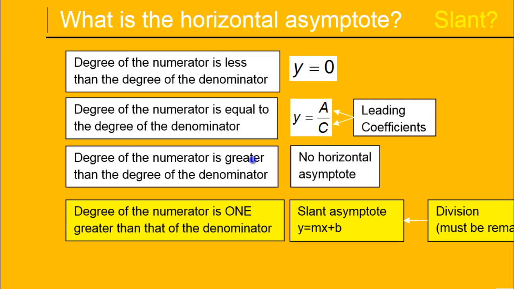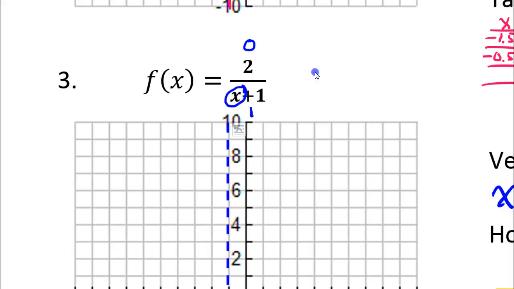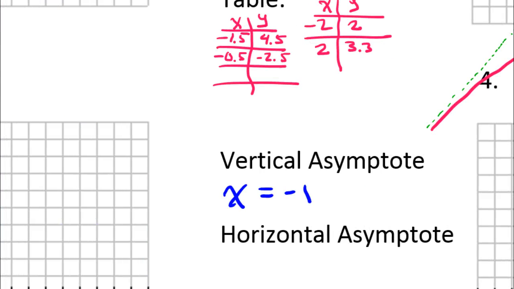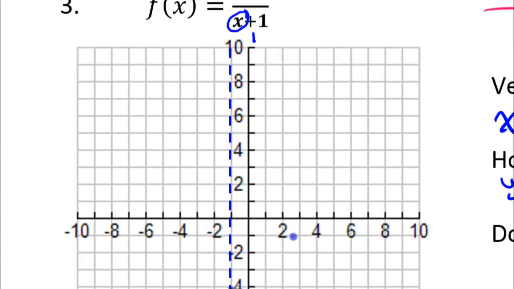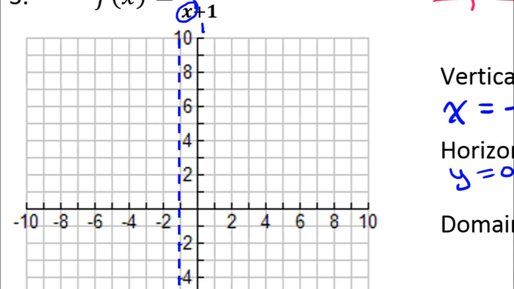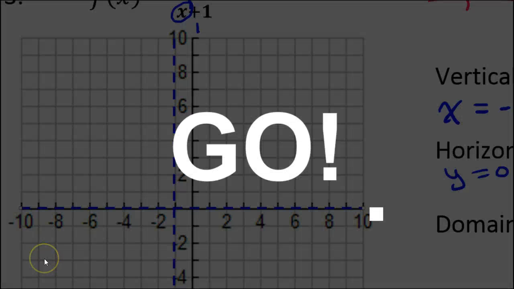So what did we say would happen? Well, if the degree of the numerator is less than the degree of the denominator, then y equals 0 is the horizontal asymptote. So for this problem, the horizontal asymptote is going to be y equals 0. So we can go ahead and write that down, y equals 0. And we can also graph it. Y equals 0 is the x-axis, so we can just graph that. Alright, so there's my horizontal asymptote.